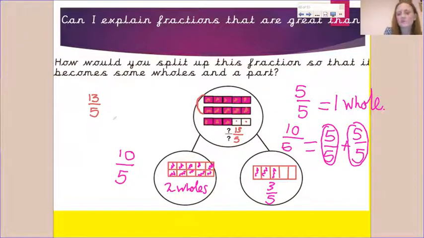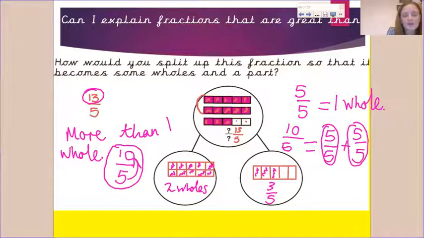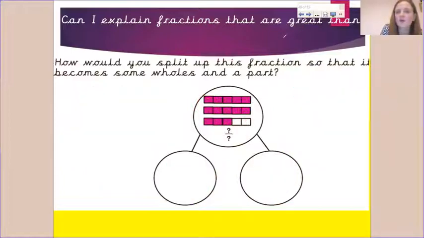So when we split this fraction up, if the numerator is bigger, we know that we have more than one whole. Okay, so when we have 10 over 5, I know that 5 goes into that equally twice. So I know that it's made up of 2 wholes, and then I have 3 fifths left. Okay.